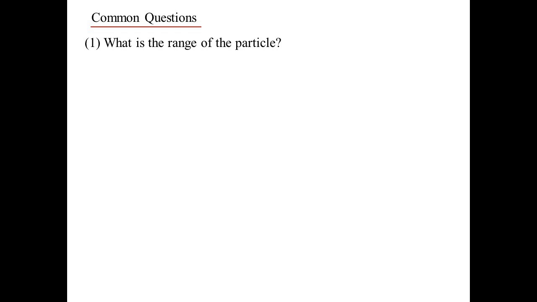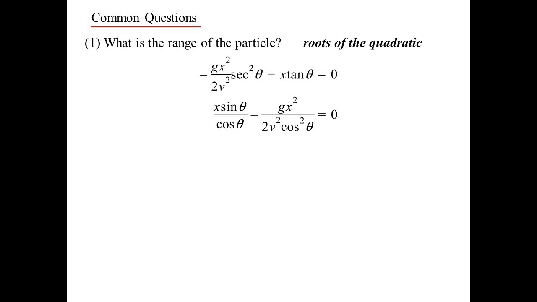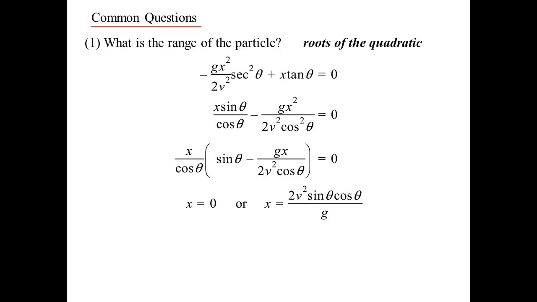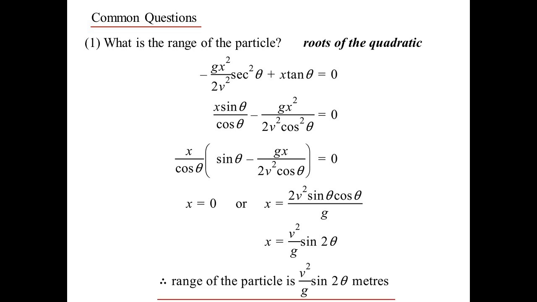So back to our common questions now. If we're treating it as a Cartesian equation, when we ask the range of the particle, our parabola, our quadratic, that's going to be the roots or the solutions of the quadratic. So with the sec squared, rearranging that, and you'll notice now I've got tan back to sine on cos, I can factorise out the x on cos theta, and I get two possibilities. Either x is equal to 0, or x is 2v squared sine theta cos theta on g. So x is v squared on g, and 2 sine theta cos theta, well, that's sine 2 theta. So x equals v squared on g sine 2 theta.